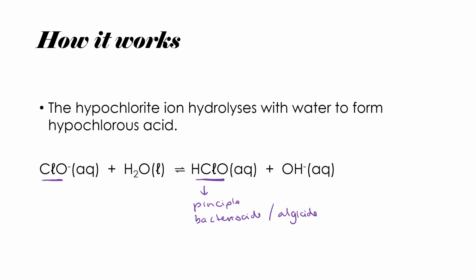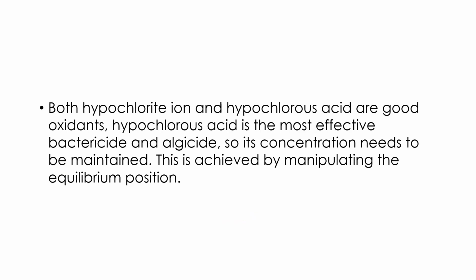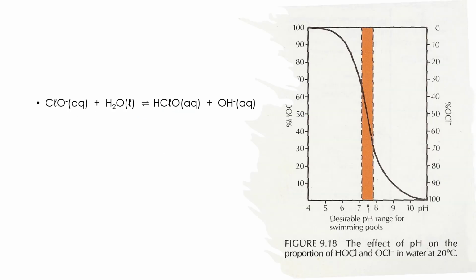Now, once again, you'll notice this is an equilibrium, and this equilibrium needs to be carefully controlled. So both the hypochlorite and the hypochlorous acid are really good oxidants, but remember, this is the one that we want. And we have basically controlled the amount of this one by manipulating the equilibrium position. So this equilibrium system is extremely pH dependent, and you can see this in the graph.